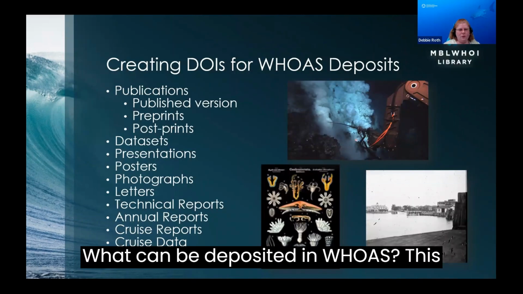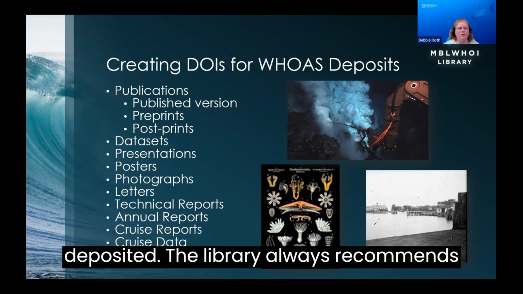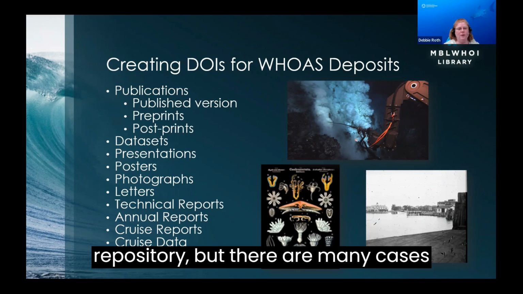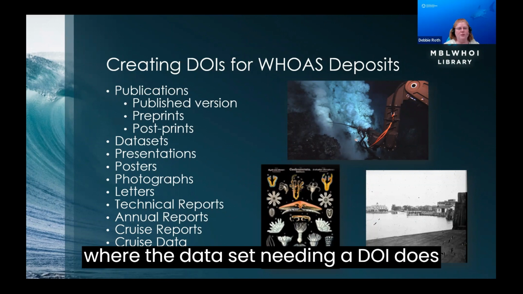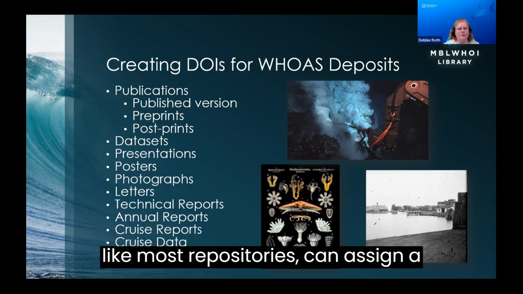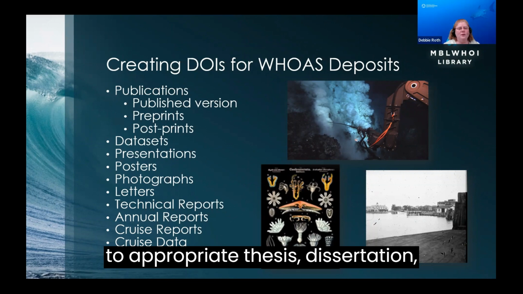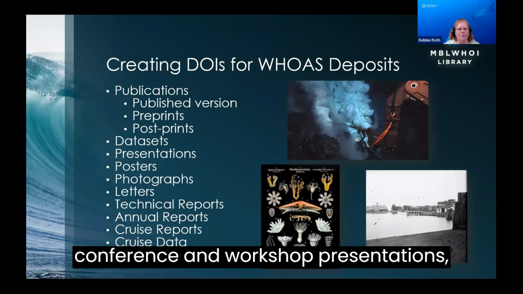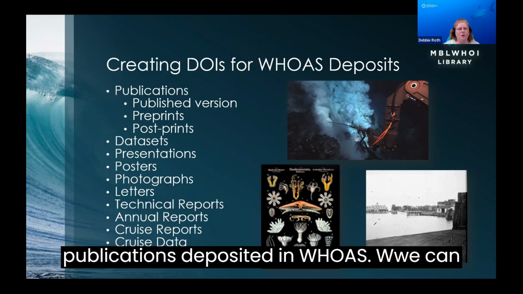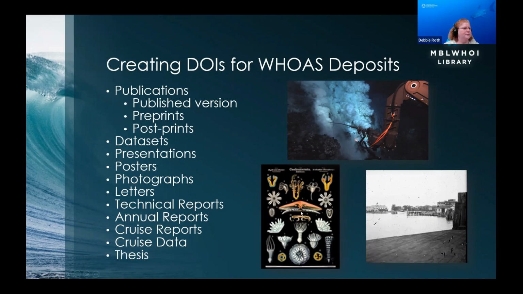What can be deposited in WHOAS? This list shows the types of items that are deposited. The library always recommends that researchers deposit data in an appropriate subject or community repository, but there are many cases where the dataset needing a DOI does not fit these scenarios. The library, like most repositories, can assign a digital object identifier, DOI, to appropriate theses, dissertations, conference and workshop presentations, datasets, images, and publications deposited in WHOAS. You can deposit quickly and easily in our certified repository and create a DOI.